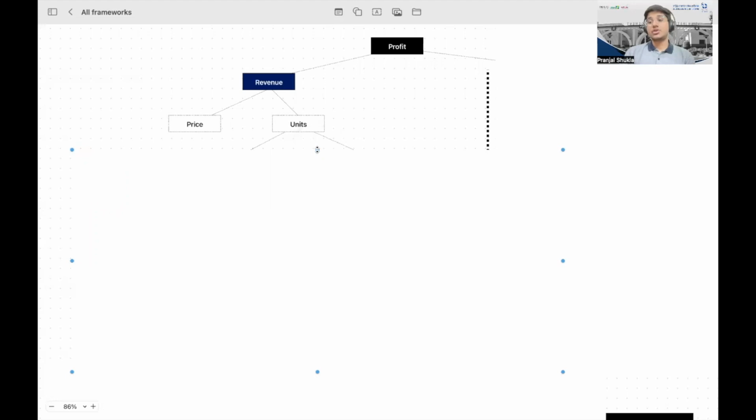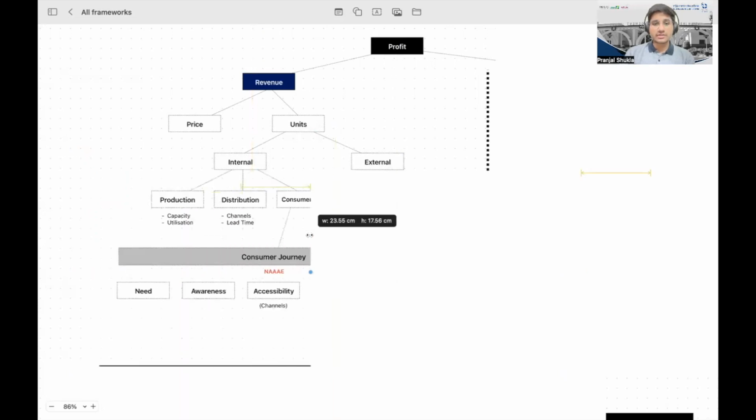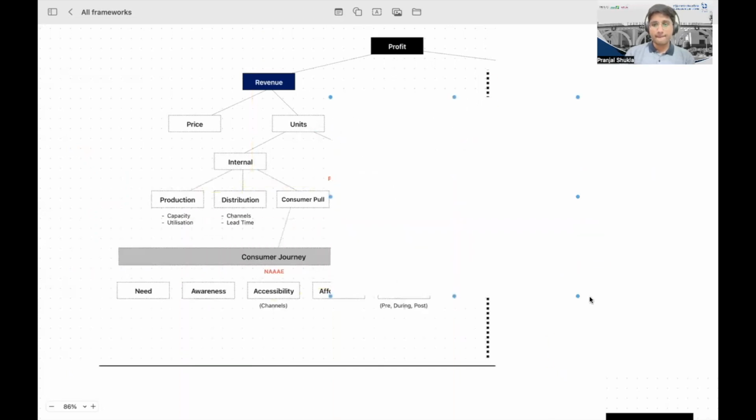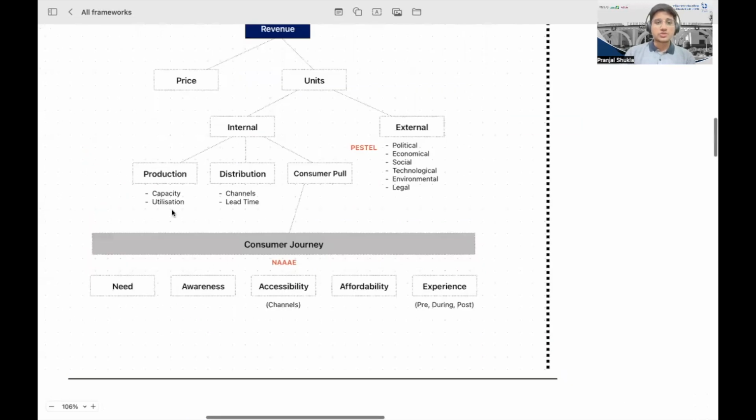A decline in units being sold could be due to two reasons. It could be either internal or external. Let us first analyze the internal reasons for decline in sales. Right. So it could be due to these three major factors. It could be due to a reduction in production, ineffectiveness of a distribution channel, or a weak consumer pull. There could be other reasons as well, but this is something that you would find in a lot of cases.